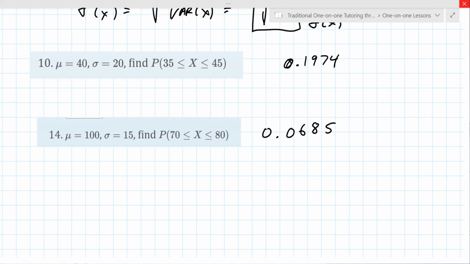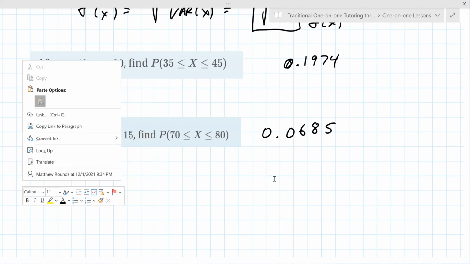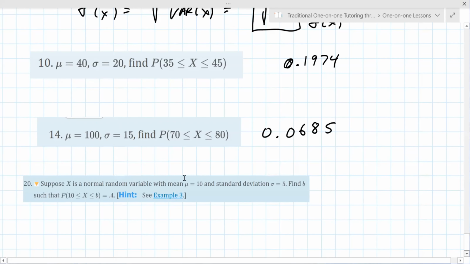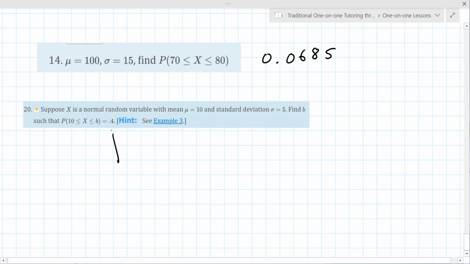And the next one is 20. Okay, and I think that's just the ones where it's like a left or right thing. It's inverse norm this time. So whenever they give you the area, that's when you use inverse norm.